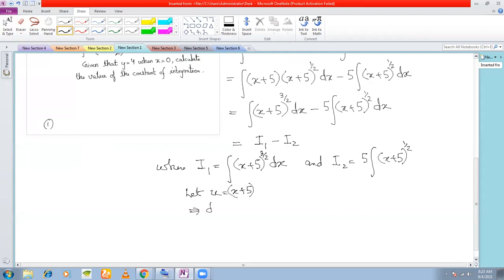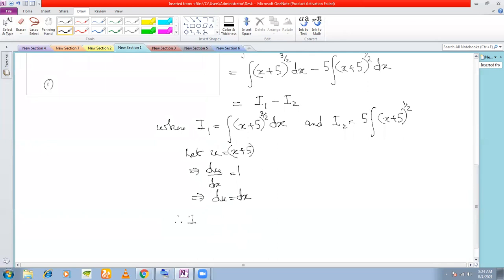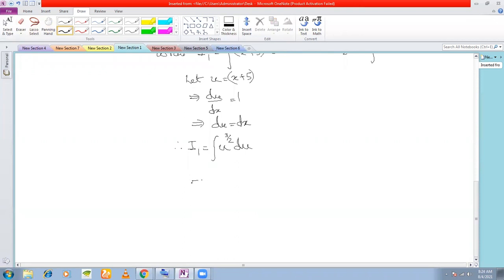That means du dx must be equal to 1. That means du must be equal to dx. Therefore, what is I1? Change everything in terms of u. x plus 5 we have taken as u. So this becomes u to the power of 3 by 2, and dx is equal to du. So this becomes integral u to the power of 3 by 2 du, which is equal to u to the power of (3 by 2 plus 1) by (3 by 2 plus 1) plus c, which is equal to 2/5 u to the power of 5 by 2 plus c.